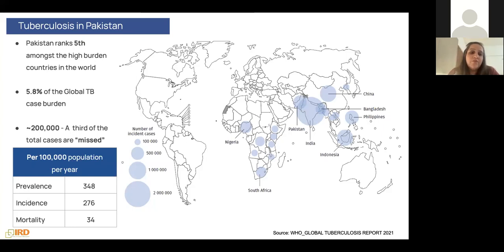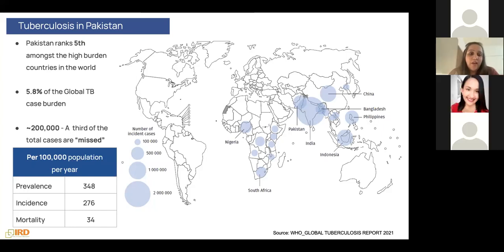We alone account for about 5.8% of the global TB case burden. And of this high caseload, we have approximately over 200,000 cases nationally that are missed or go unreported annually. Our TB burden is high. We have very high prevalence and incidence, as well as mortality rates.